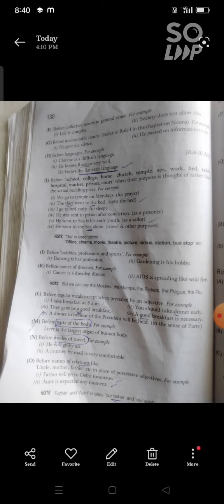And before names of relations, like uncle, mother, father, etc., in the place of possessive adjectives, we never use any articles. Father will go to Delhi tomorrow, and auntie is expected any moment here. So before father, uncle and auntie, we never use any articles.